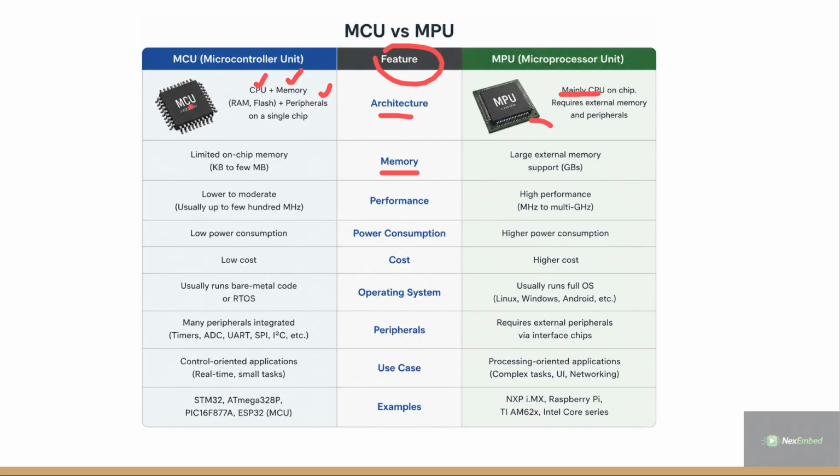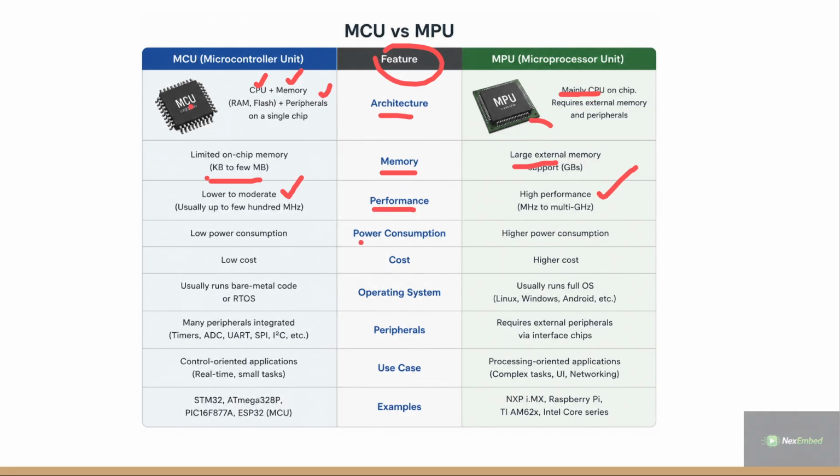Next feature is memory. Since it has the inbuilt memory, we can go with limited memory only. Because inside the chip I have to place that memory, right? So it will be from KB to few MB it supports. Here in microprocessor, we can connect the external memory. So it can support large external memories. Third one is performance. Obviously, its performance will be lower to moderate, and microprocessor supports high performance. Gigahertz to multiple gigahertz it supports.